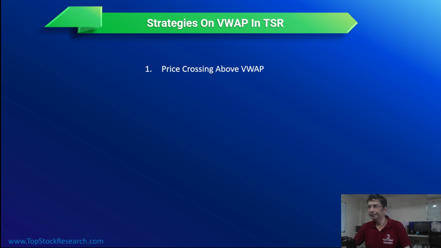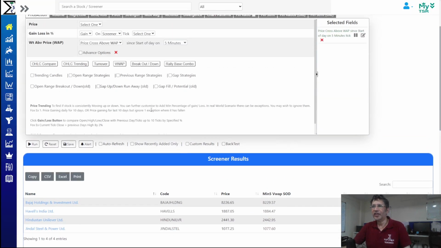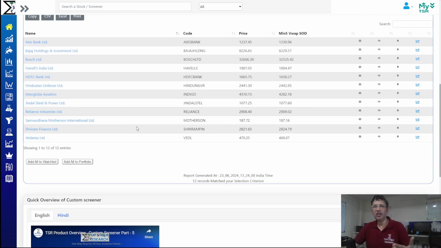What's our next strategy? Price crossing below VWAP is just the opposite of that, and VWAP trending. So before we go to VWAP trending, let's also explore what options are available here. Price cross above VWAP is one. Second is price above VWAP. When you click on price above VWAP, you'll find all the stocks which are above the VWAP on 5 minutes since start of the day.